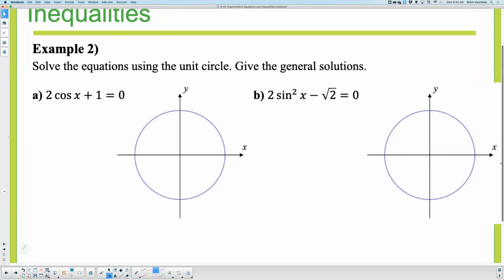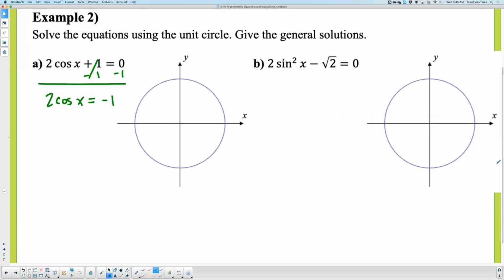So Gabby, what would you do first here? We're solving for x here. What would you do first to solve for x? We would subtract 1. So if I subtract 1, I have 2 cosine x equals -1. All right, Dulce, what would you do second? Divide by 2. Good. We would divide by 2.